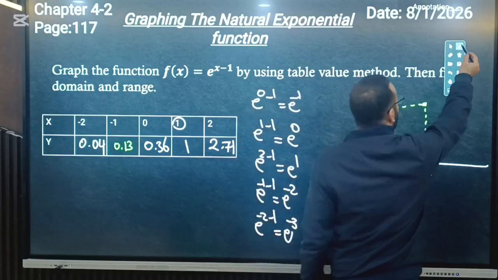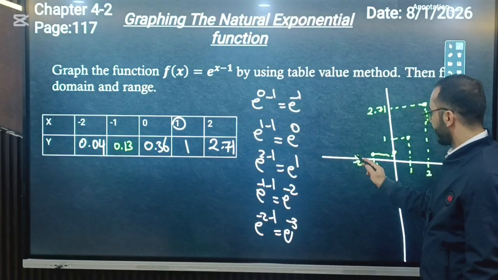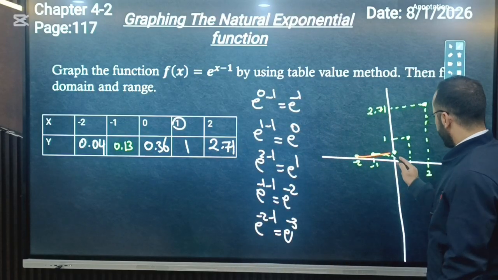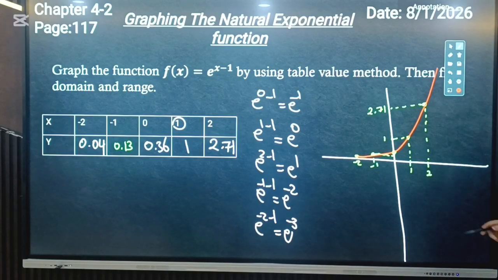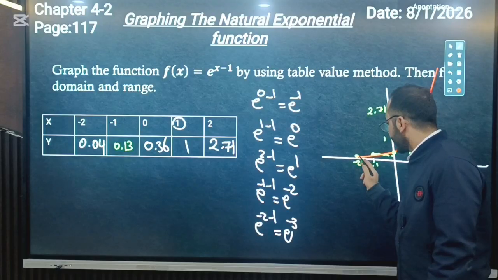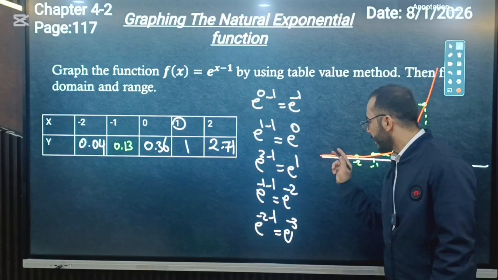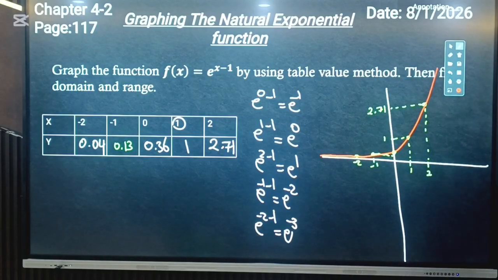All right. So right now we are just going to plot these points, something like this. This is going to be the graph of it. From negative infinity it just goes on, but never touches the x-axis. And this is the graph, by the way.